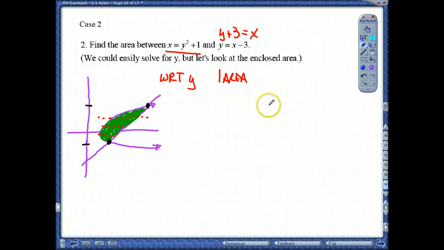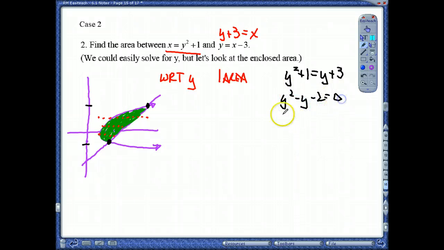And you can do it the same way you did the other ones. You can set them equal. Both of those equal x, so if you just set them equal to each other, and then you can simplify, we get y squared minus y minus 2, and that does factor. y minus 2, y plus 1. So I know my points of intersection are at 2 and negative 1.